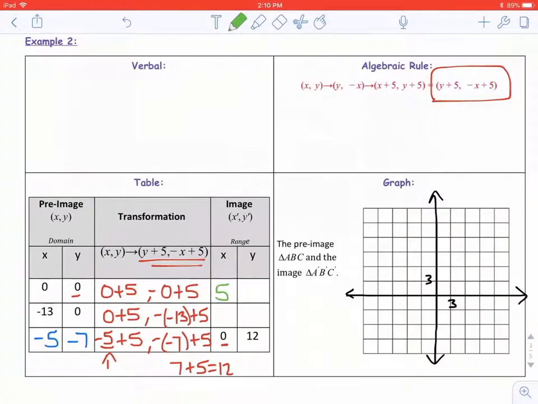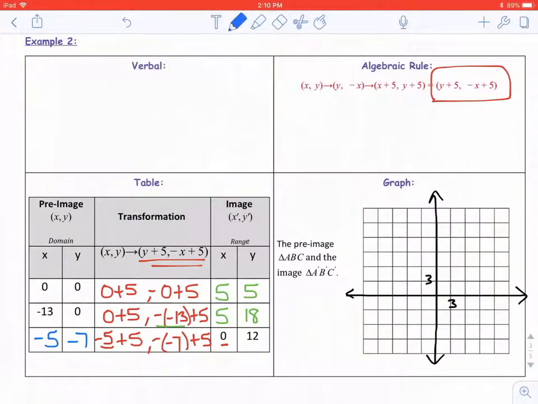Negative 0 plus 5 is still 5. 0 plus 5 is another 5. And then negative 13 becomes positive 13 plus 5 is 18. Alright, so I'm going to clean up a little bit of my handiwork there. Now, let's go ahead and put that on the graph.